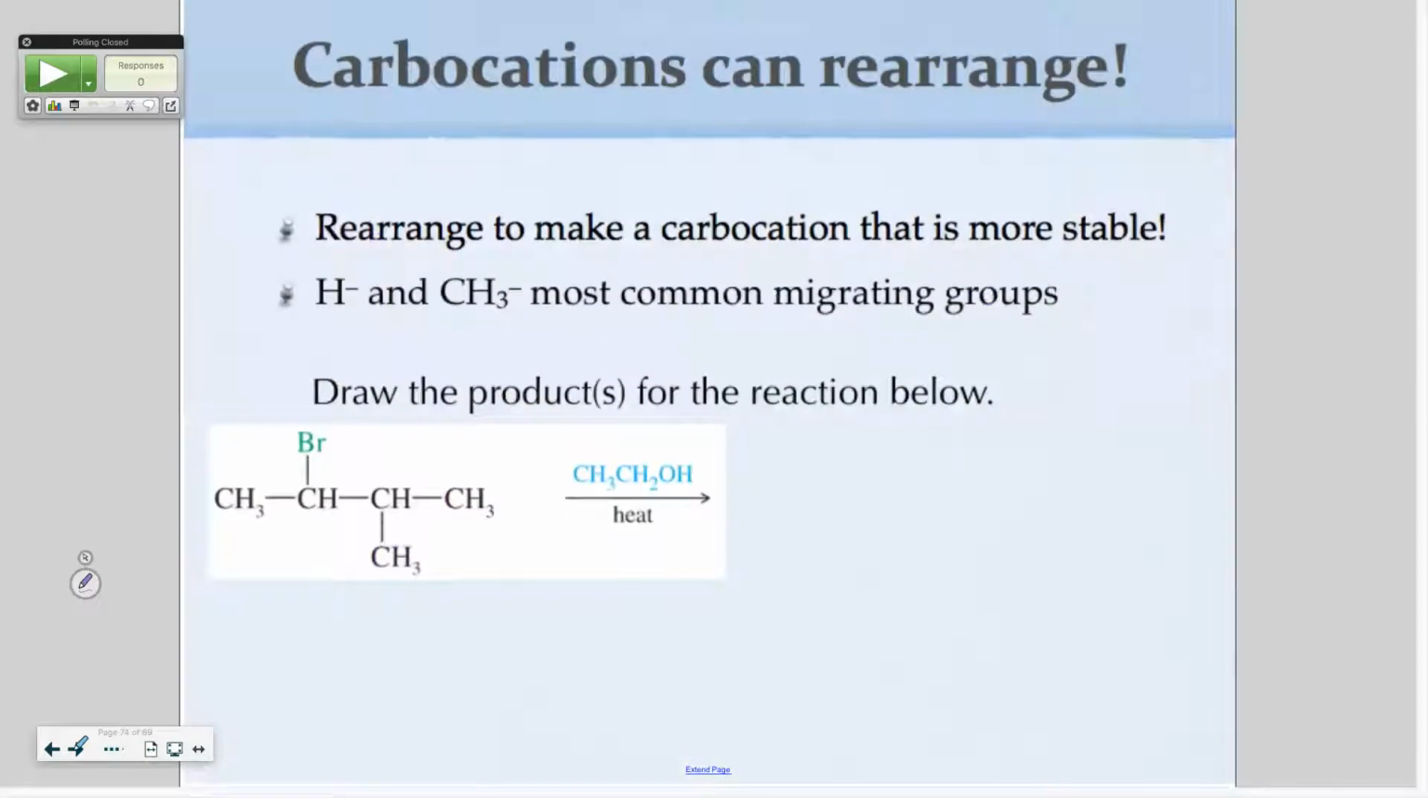Okay, carbocations can rearrange. Is this the slide? Yeah, okay, I thought it might be. They rearrange to make a carbocation that is more stable. The most common migrating groups are H- and a methyl minus. You can move some other things, as you'll see over the course of the rest of the year. Okay, so what would be the products for the reaction that's up here, and what would be the major one?